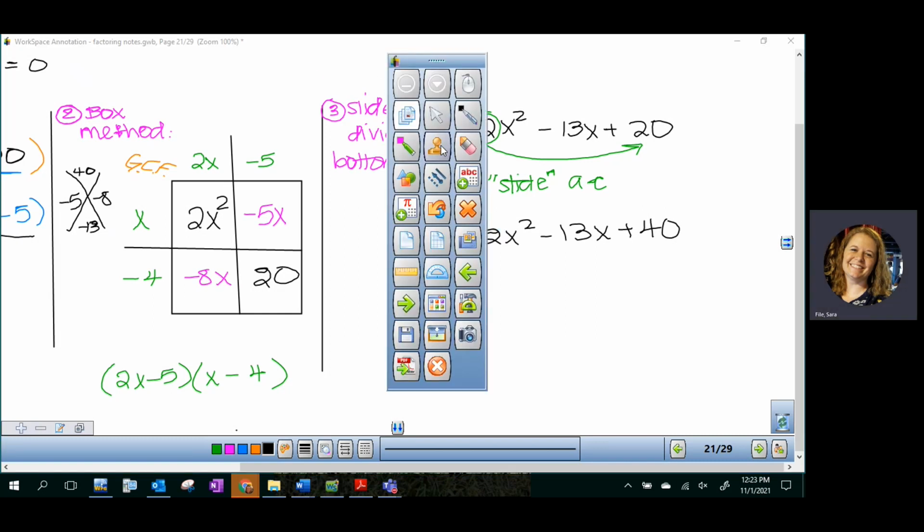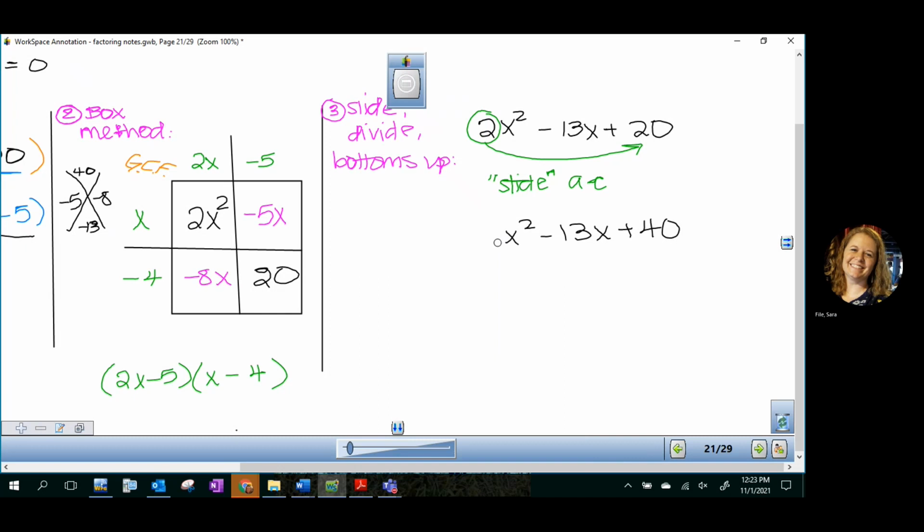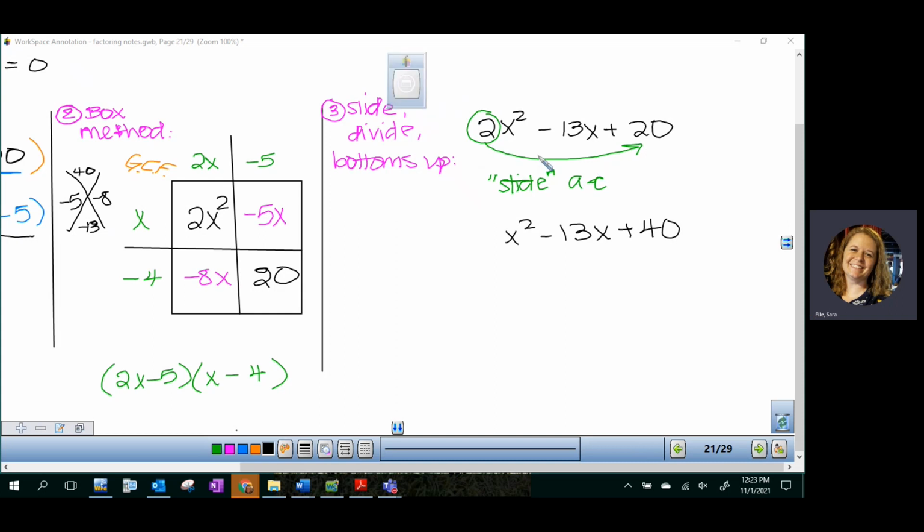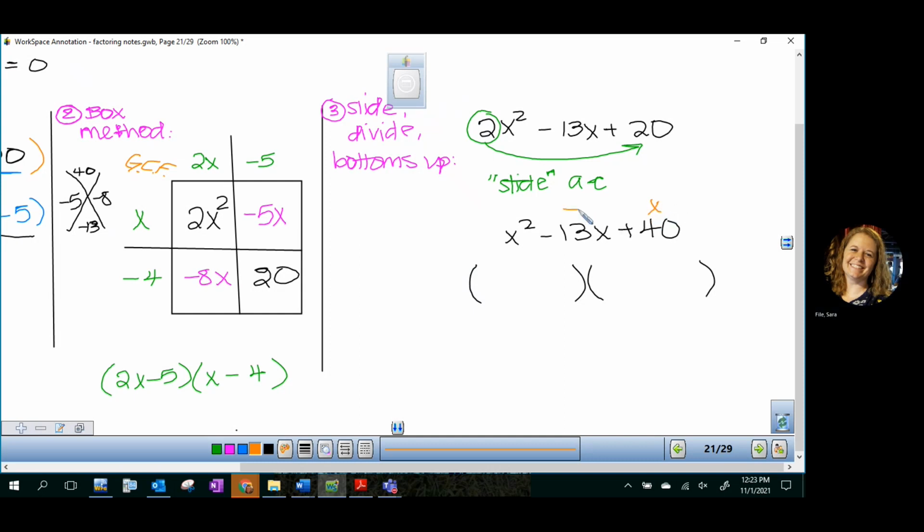Oh, I'm sorry. I slid the 2. The 2's not there. So you slide the A, multiply it by C. Now it becomes a simpler problem like those we were doing on the front, where the A value is an understood 1. So you just ask yourself what multiplies to 40 but adds to negative 13. The x squared factors to x times x. What multiplies to 40 and adds to negative 13? You get negative 8 and negative 5.